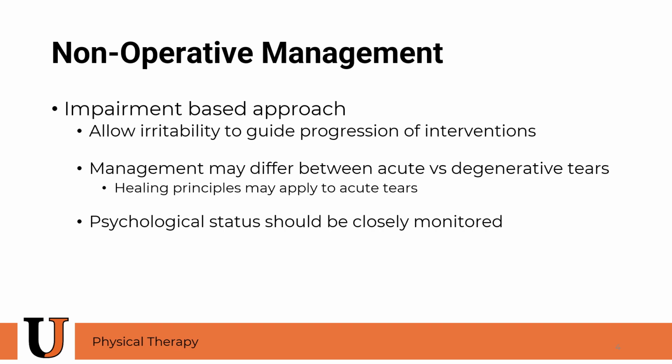In addition to that, we should also be focusing on psychological status because meniscus involvement can be associated with some fear, some catastrophization, in addition to some other mental health problems. For example, if you're a young athlete and you're missing your sport because of this meniscus tear, that can weigh heavily on a young athlete.